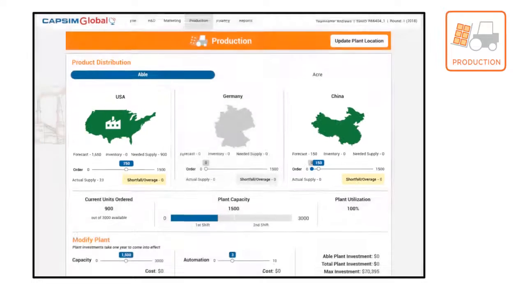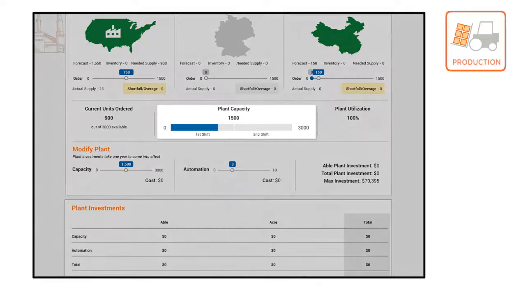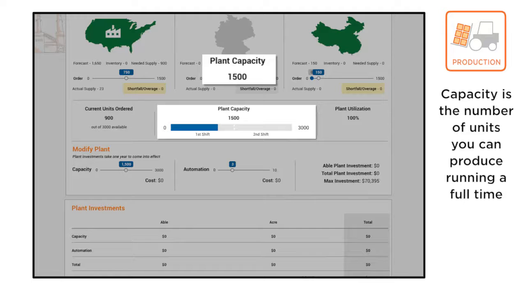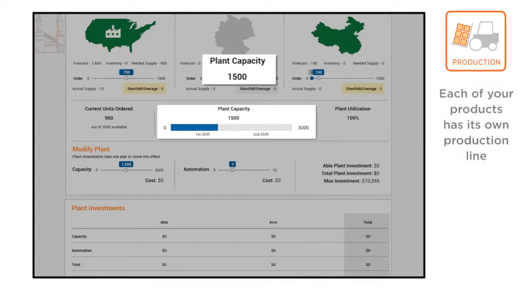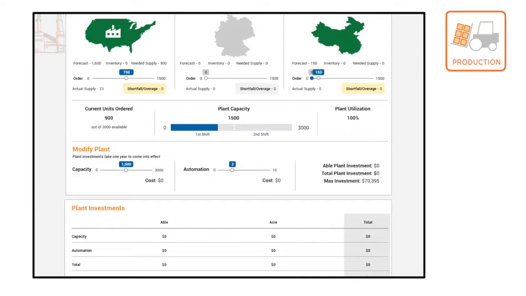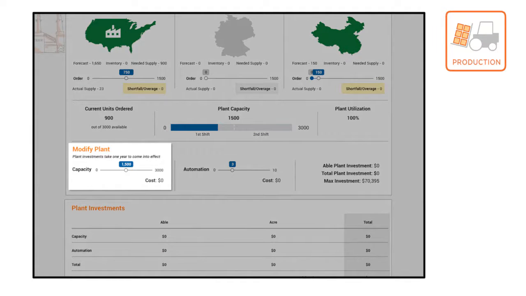Fulfilling forecasted demand requires you to monitor your plant's capacity. Your plant's capacity is the number of units it can produce running full-time for a year. Each of your products has its own production line. You can produce up to twice your plant's capacity, which schedules a second shift of workers and yields additional labor costs of time and a half pay. You can invest in extra capacity for the future by moving the slider.